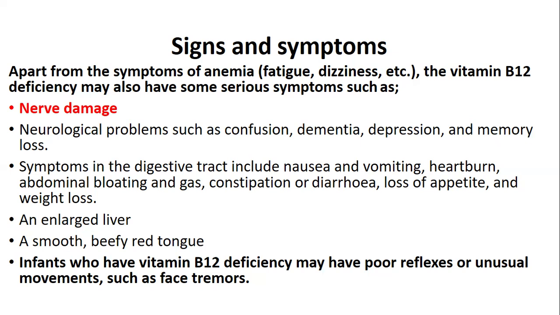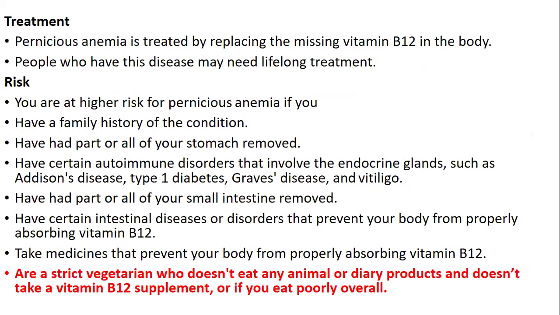And if that goes on, it can cause this type of anemia, which will also cause, among others, nerve damage, neurological problems, enlarged liver, among other conditions. Infants who have vitamin B12 deficiency may have poor reflexes or unusual movements such as face tremors. All these have to do with neurological abnormalities.